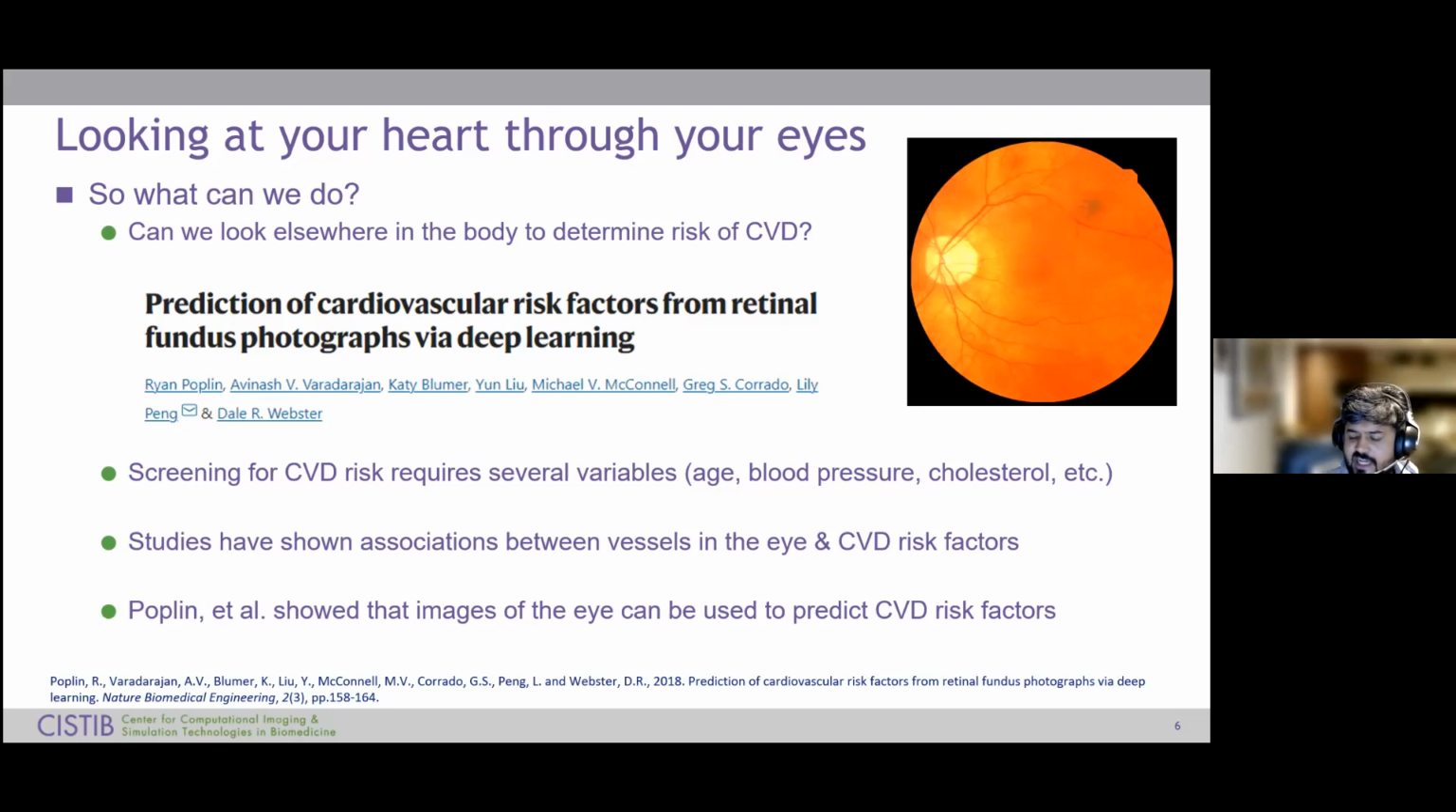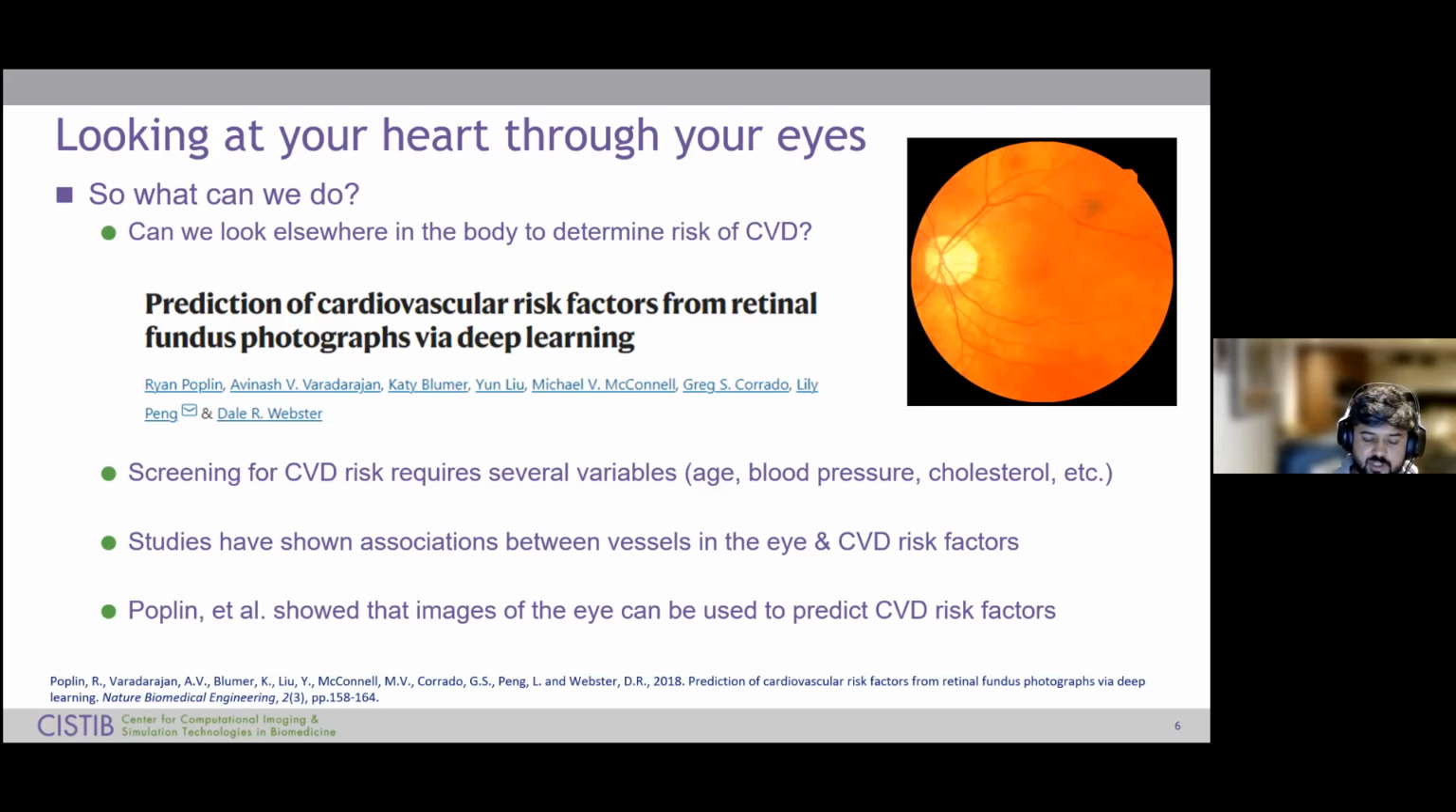So the natural thing to think is, well, okay, if we can't look at the heart because the types of images and the imaging systems are inaccessible or very expensive, then can we look somewhere else in the body using some other form of measurement that could tell us what potential risk you might be at in the future?